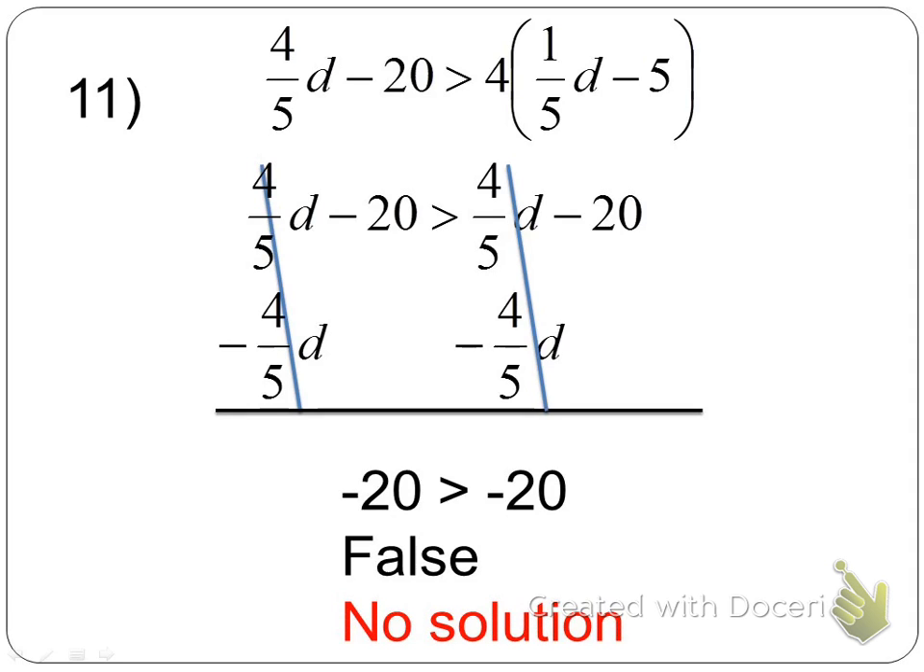Now, what if it had been greater than or equal to? Then you would say all real numbers. But since we didn't have the or equal to, this doesn't count. Negative 20 is not part of a solution set here. What are your questions? We got one more. Are you ready?